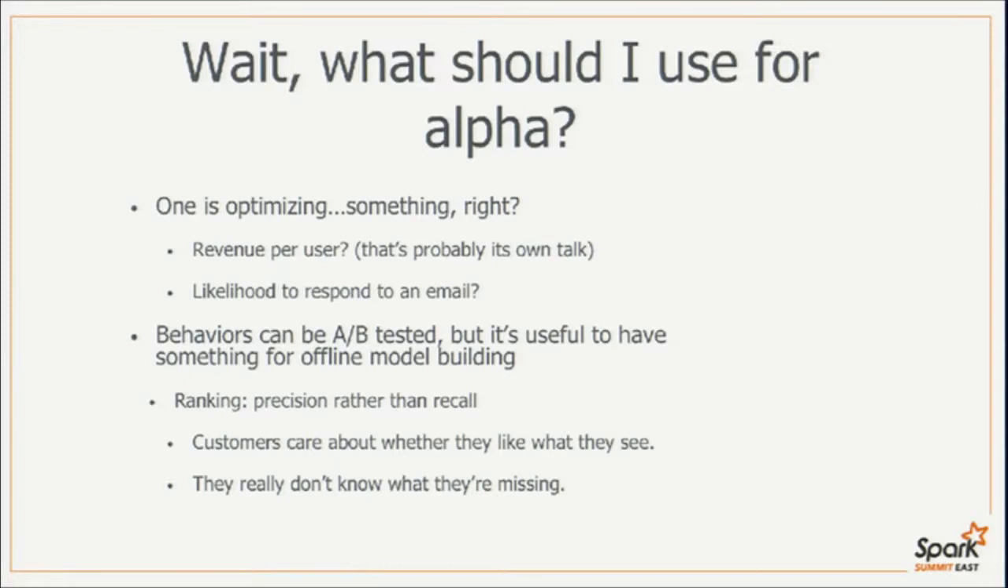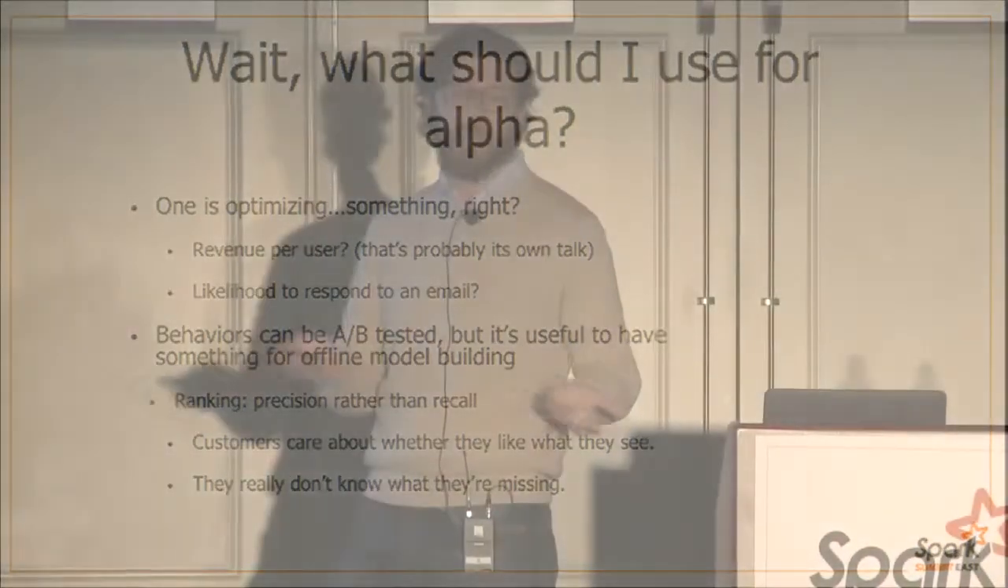Some way of saying, well, we have this model that predicts what people are supposed to do. Is it useful? Behaviors can always be A/B tested, right? If we have something we want to compare against some static ordering or an existing model, once you have it live, the proof is in the pudding. Are you actually making more money from this approach than another? But it is useful to have something for offline model testing.